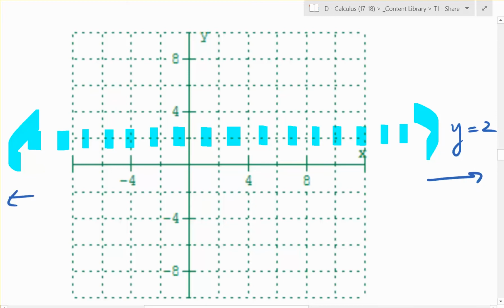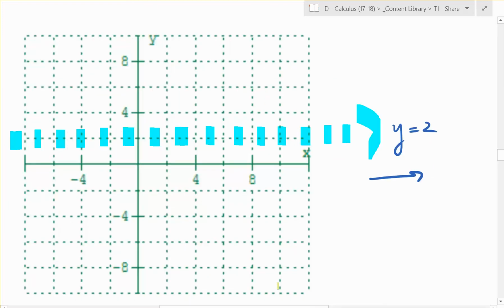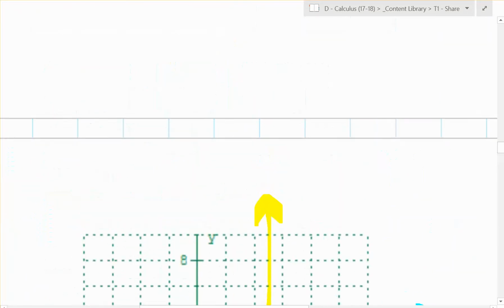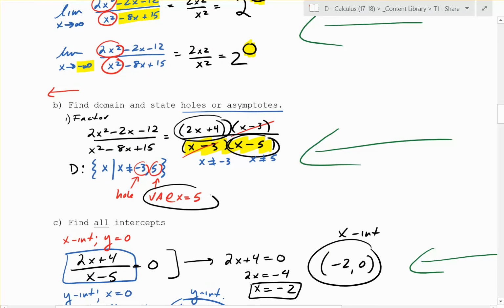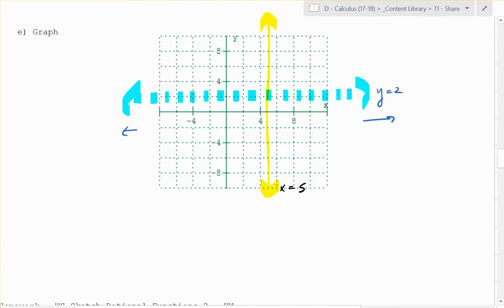And then there is a vertical asymptote at 5. And there's a vertical asymptote at 5 because we couldn't plug in 5. Remember that? x equals 5. So the vertical asymptote comes from right here in the middle, where we knew that from this 5, you can't plug in 5 and it doesn't cancel. So there's our vertical asymptote.